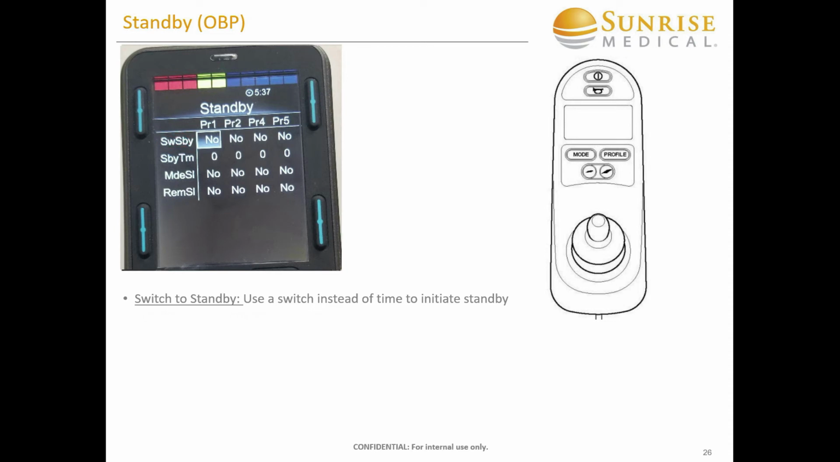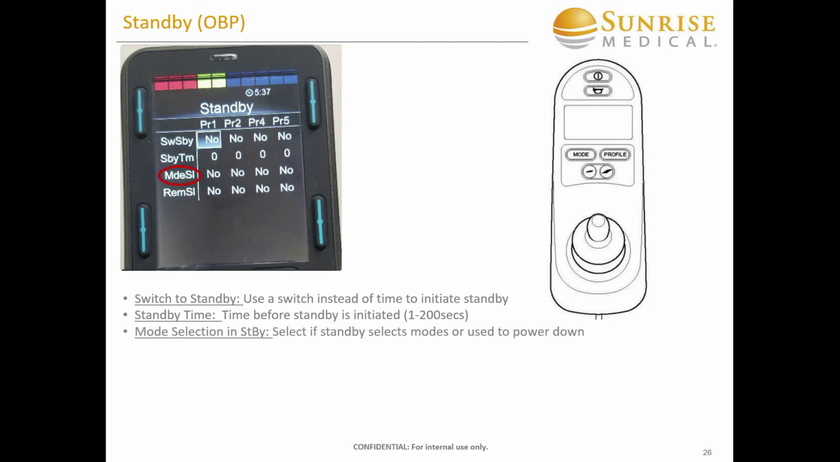What we're going to use instead is the standby time. This is the amount of time that is required for the chair to basically wait with no input from the joystick to go into a standby setting. Okay? We have a mode select in standby. This gives us the ability to select if the standby select modes are used to power it down. Now, if we set this to no, that means when it goes to standby, it's essentially just going to go to sleep.